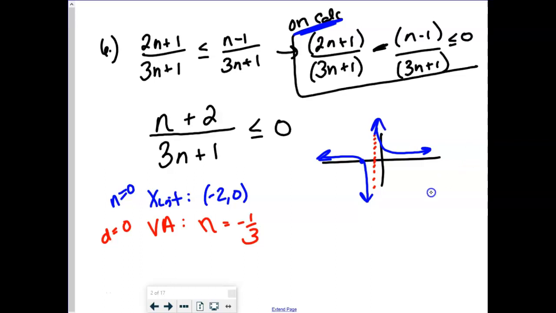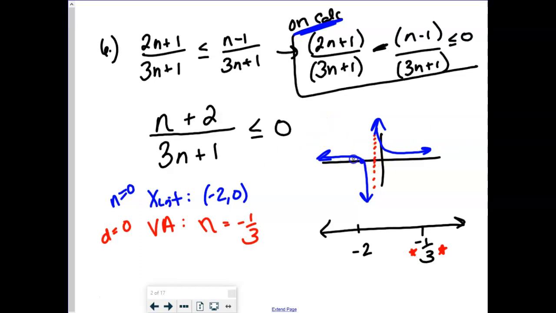So the reason I like the picture of it is because that's going to help me quite a bit when it comes to this little sign chart. The two critical values were at -2 and at -1/3. Now, I would like you to put little stars on the -1/3. Why? That's an asymptote, which is going to be tricky when it comes to using a bracket or parenthesis. We'll get to that in a minute.